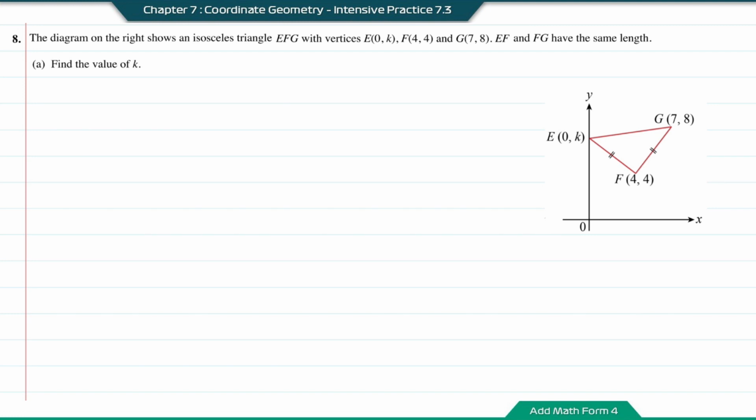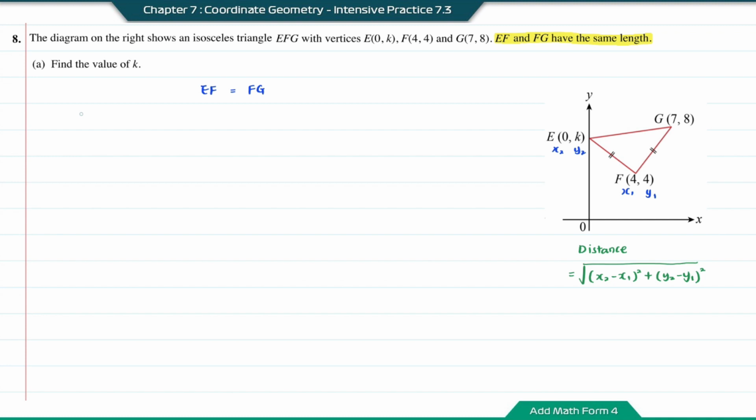Question number 8. The diagram on the right shows an isosceles triangle EFG with vertices E(0, k), F(4, 4), and G(7, 8). EF and FG have the same length. A: find the value of k. Here we're going to use the information that EF and FG have the same length to find the value of k. To find the length, we're going to refer to this formula.